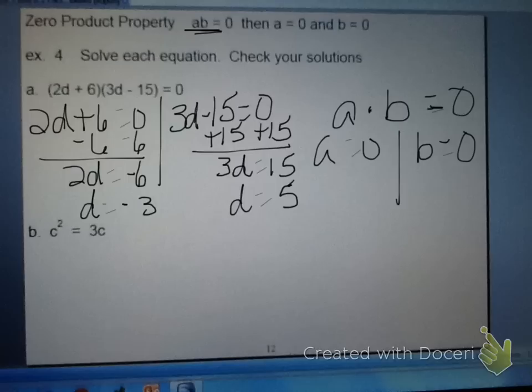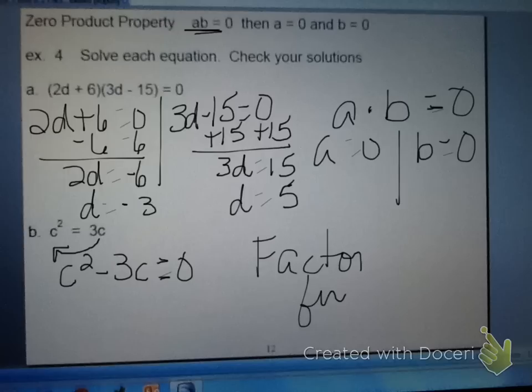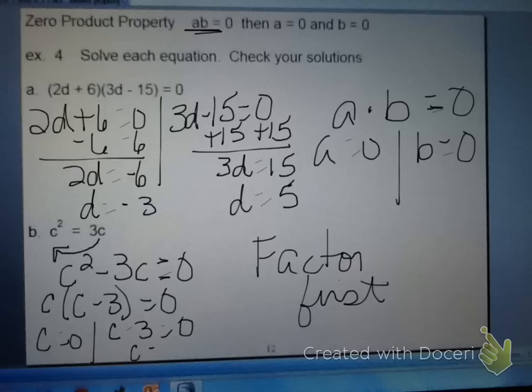Now in example B, it's not equal to 0. So what we're going to have to do is put it equal to 0. So we're going to have to subtract, move the 3c, so we're going to subtract. Now these are not in factored form. It's adding or subtracting. It's a polynomial. So we're going to have to factor first. And we're going to factor out a GCF, which is C. Now it is in factored form. Now there's two factors, so we put each one equal to 0. Add 3, so C is equal to 3.